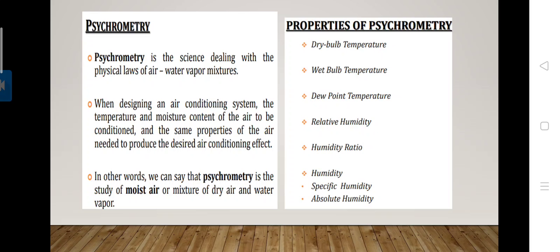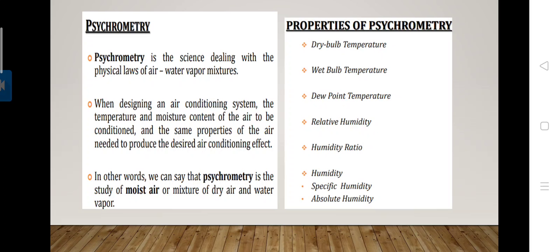Now we see the properties of psychrometry. There are many psychrometric properties like dry bulb temperature, wet bulb temperature, dew point temperature, relative humidity, humidity ratio, and humidity. And again, in humidity, there is specific humidity and absolute humidity. Before that, first we know what is dry air, what is moist air, and what is saturated air. We start from dry air.